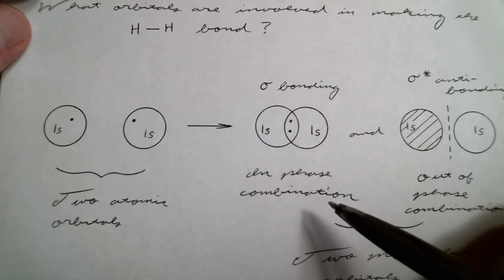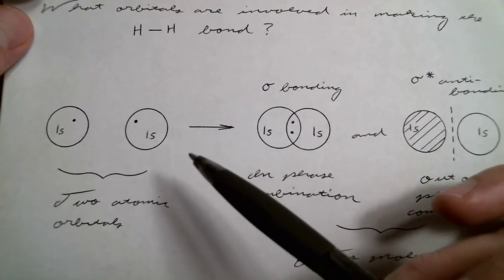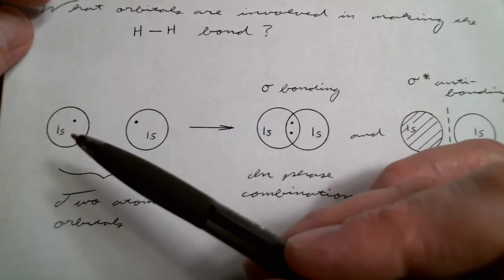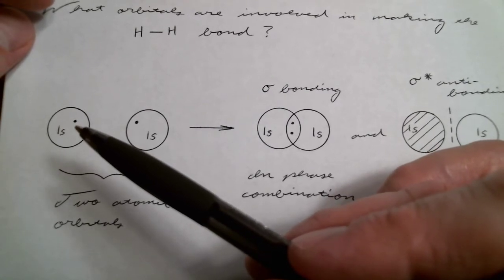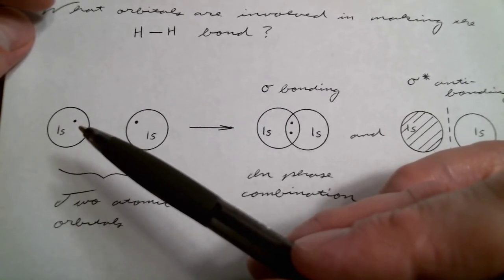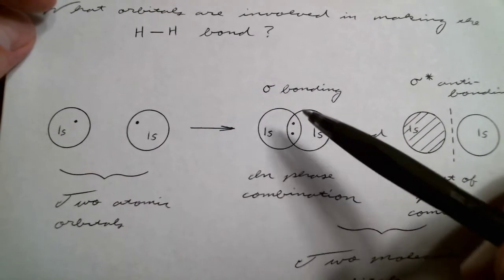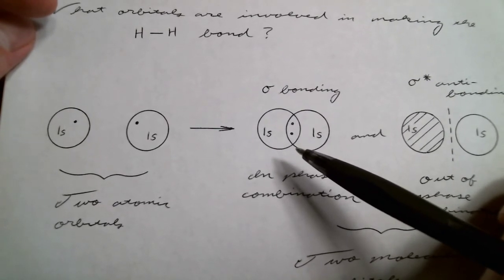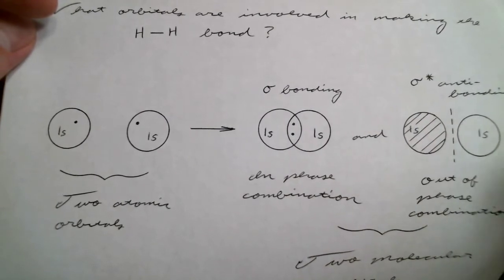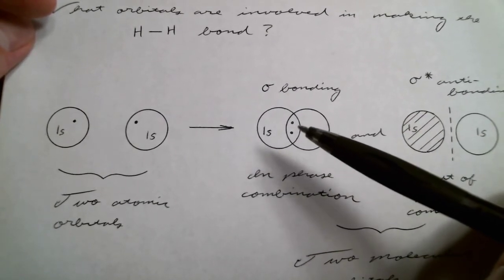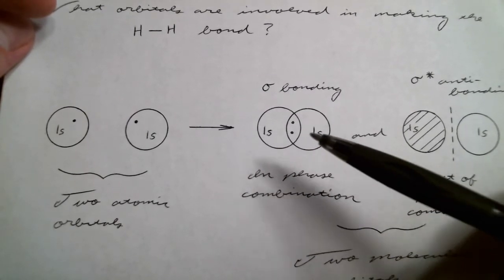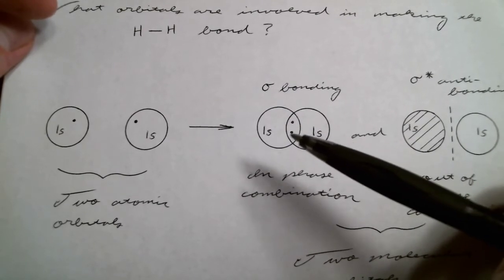So what does in-phase combination mean? It means that the phase of the wave function that describes the position of this electron is going to be the same sign as the phase of the wave function that describes the position of the electron on the other hydrogen atom. And so if they're both positively signed wave functions, when they overlap, they're going to constructively interfere. That is, the wave functions add together. And so you get a greater probability of finding the electrons between the two nuclei.